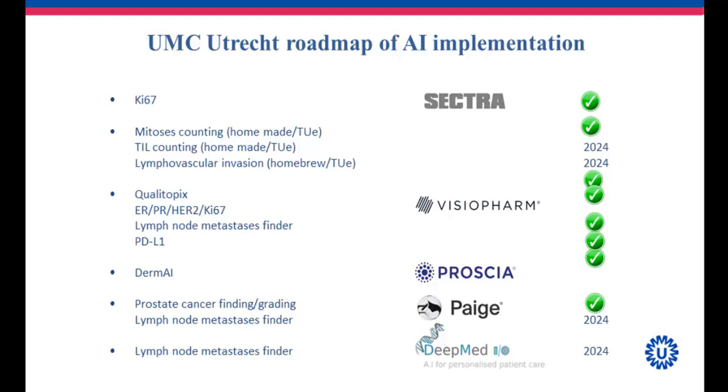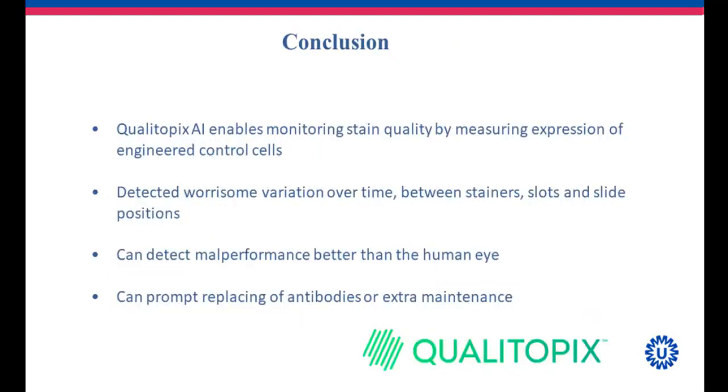And we have the whole suite from Visiopharm in place, the Qualitopix, the ER, PR, HER2, Ki67 biomarker applications. We routinely do lymph node metastases finding, and PD-L1 has recently been added to this arsenal. Also for skin, we have an application, for prostate cancer, and lymph node metastases finding. We work with PAGE, where we have some nice results. And also with the DeepMed company, we work on implementing a lymph node metastases finder. So it's quite an extensive program that bit by bit we implement in clinical practice, and Qualitopix is now part of that for almost 2 years.